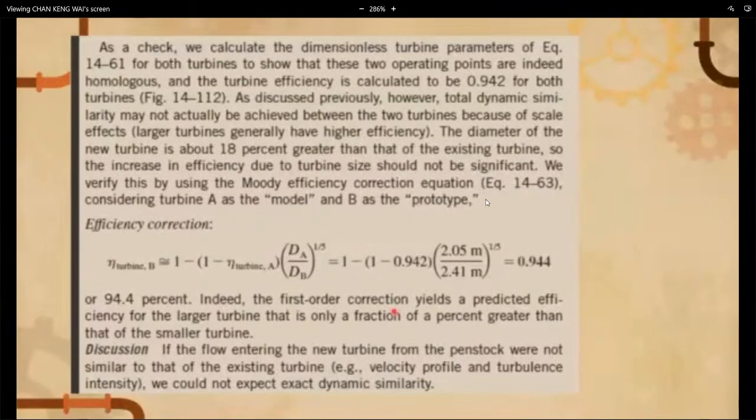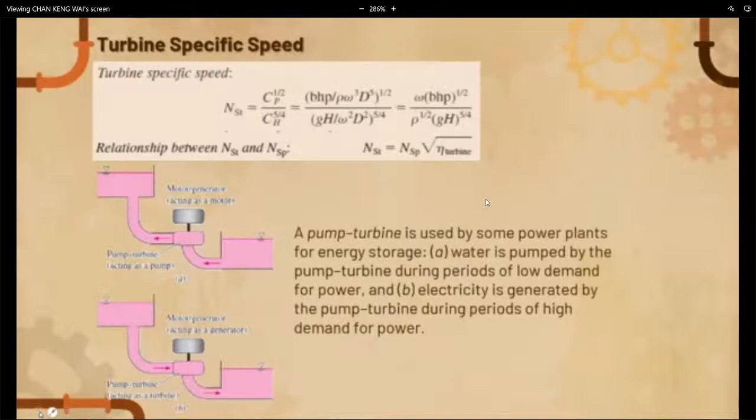Okay. Next, we will move on. Next will be the turbine specific speed. If you still remember, we use the specific speed, for example the pump specific speed, to find out the most suitable type of pump for your application, based on the flow rate, the speed, the head and so on. So this is to calculate the turbine specific speed.